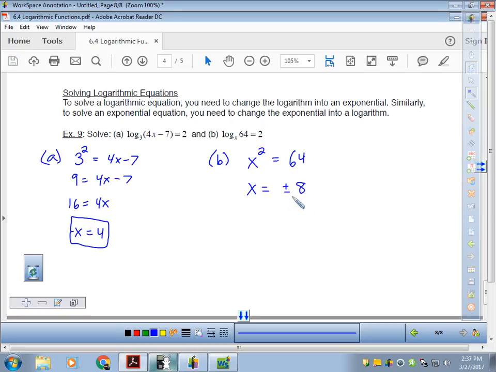Then again, you have to check your answers. When I plug in 8, it works fine. That's just going to be a positive 8 right there. It'll be great. But when you take a negative 8 and try to plug it in, that'll be a negative number there, and you can't have that. It has to be a positive number. So only x equals 8 works. X equals negative 8 will not work there.